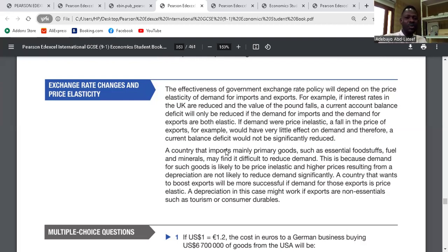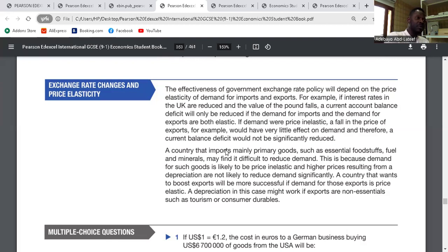Let me read anyway. A current account balance deficit will only be reduced if the demand for imports and demand for exports are both elastic. So if price reduces, it will only improve the balance of payments current account if the demand for that export is price elastic. It means there's a significant change in the quantity demanded as a result of a change in price. So if a fall in price will bring about an increase in demand, then it will have an impact on the current account balance of payments. Do you get it or not yet?